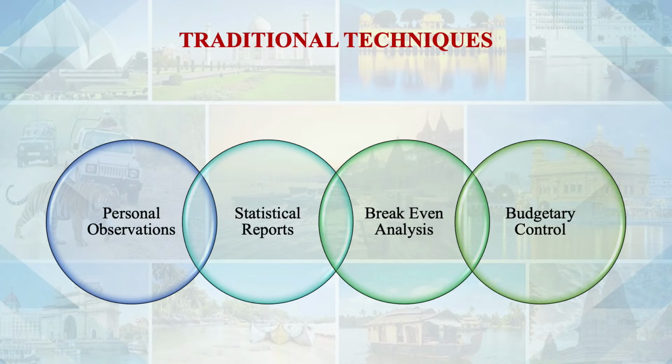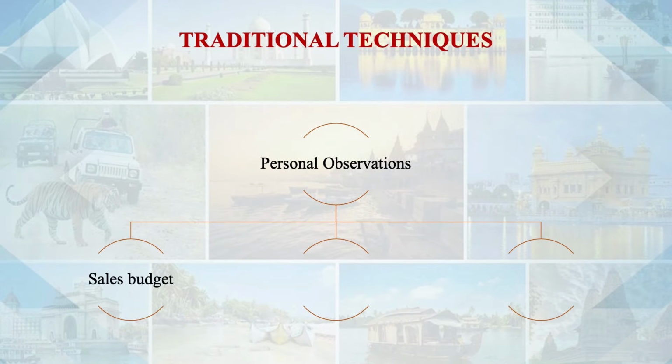And finally, it's the budgetary control techniques. Within this, there are various subheads which can be made possible. What are these heads? The idea here is that if you control the finances, if you control the money or the budget part, automatically various things are taken care of in the interest of the organization. So the first method is the sales budget method.